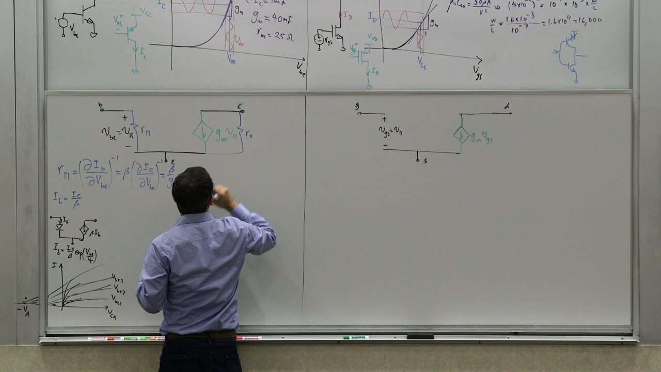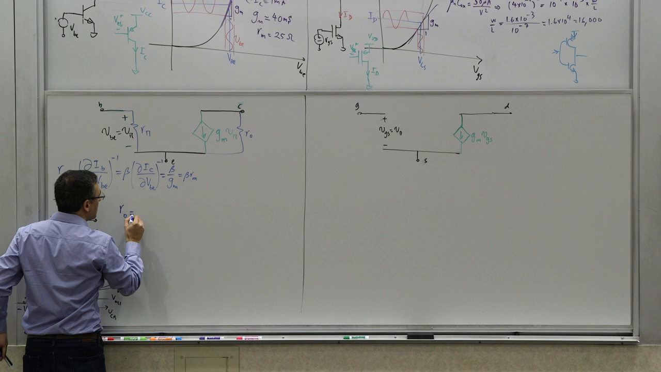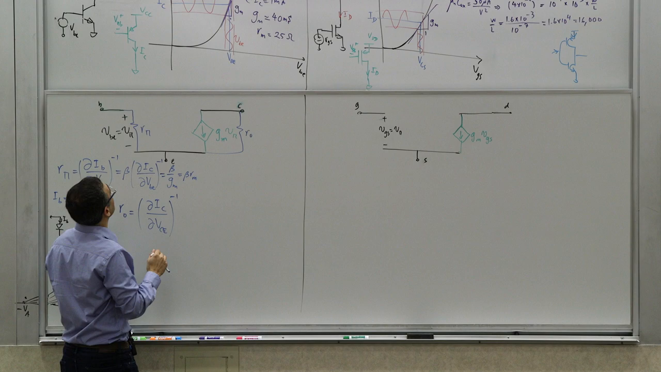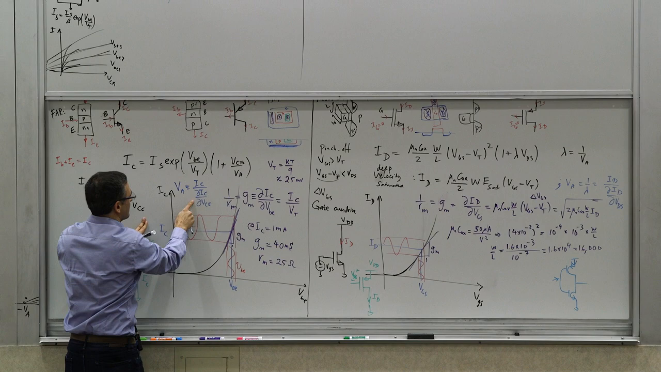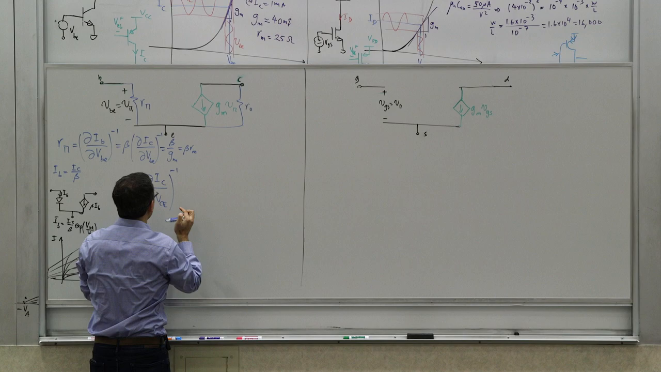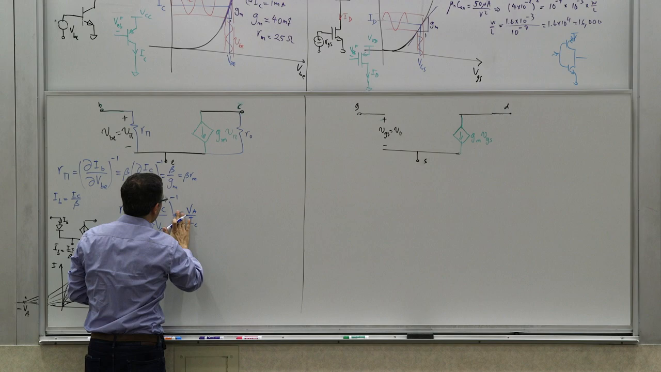We call it the RO, because this is usually the output resistance. So what is RO? RO is going to be dIC/dVCE inverse, 1 over that, right? But we also know from the definition of the early voltage that dIC/dVCE is IC over VA. So if you bring that in, you clearly see that RO is going to be VA over IC.